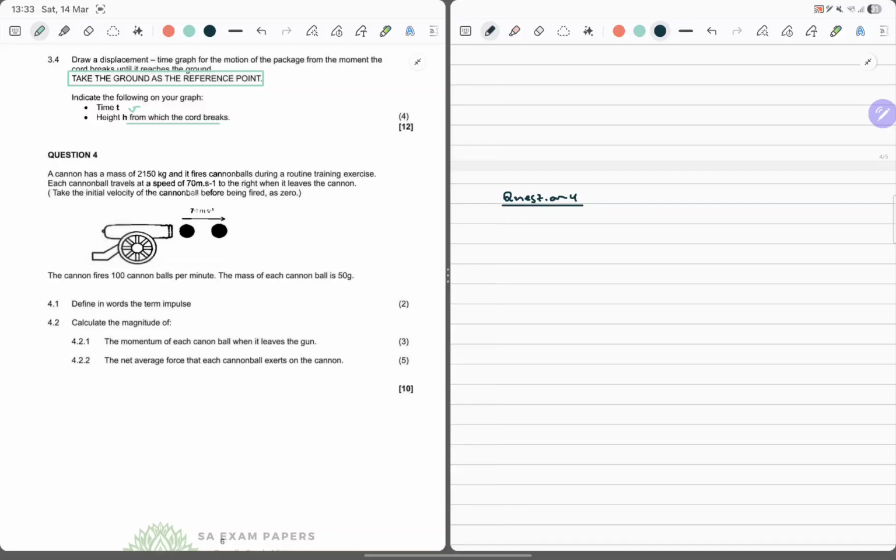So question 4 says a cannon has a mass of 2,150 kilograms and fires cannonballs during a routine training exercise. Each cannonball travels at a speed of 70 meters per second to the right when it leaves the cannon. Okay, take the initial velocity of the cannonball before it is fired as 0. Okay, so technically this is the final velocity.